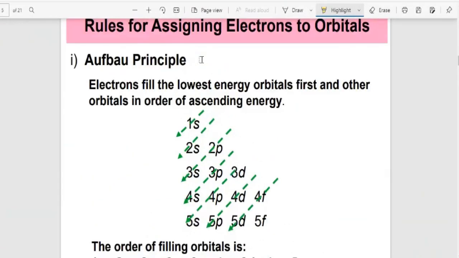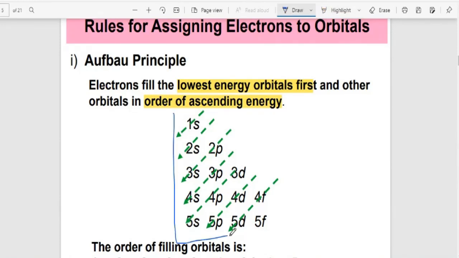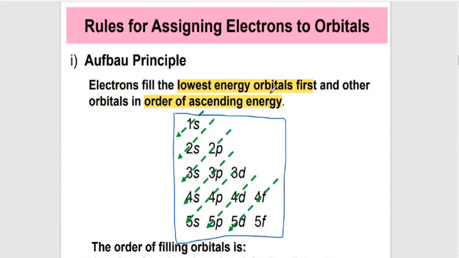Let's see. Okay, if the question asks, define Aufbau principle, you must mention electrons fill in the lowest energy orbital first, and other orbitals follow in the order of ascending energy. Okay, this one, I have to draw like this. Walaupun sampai sekarang, kalau saya fill in, I pun akan buat benda macam ni. Okay, I akan siap tulis 1S, 2S, 3S, 4S, 5S. Kemudian 2P, 3P, 4P, 5P. Lepas tu I akan sambung kat sini ialah 3D, 4D, 5D.